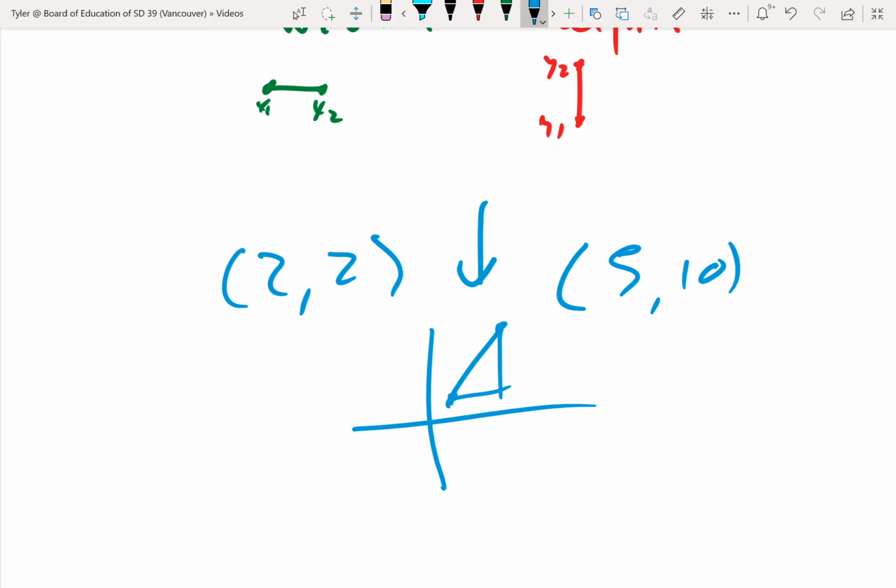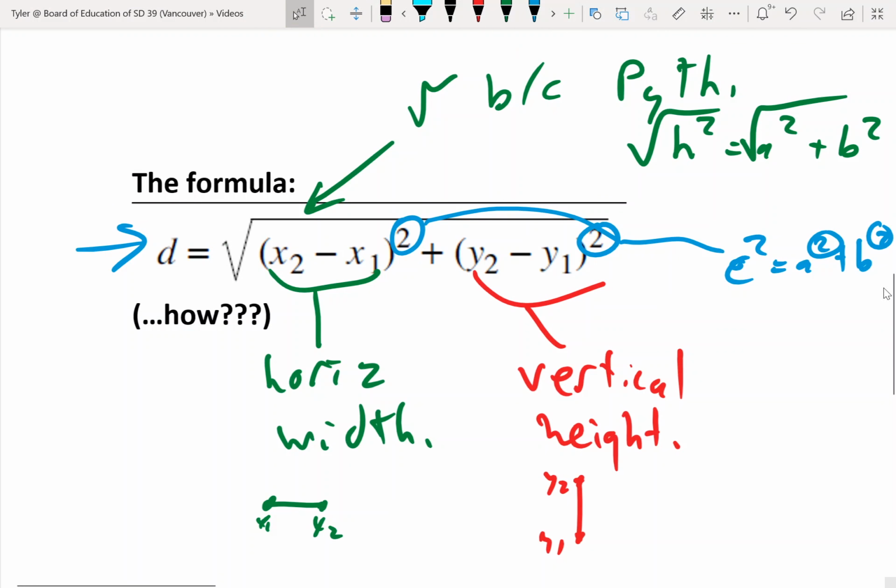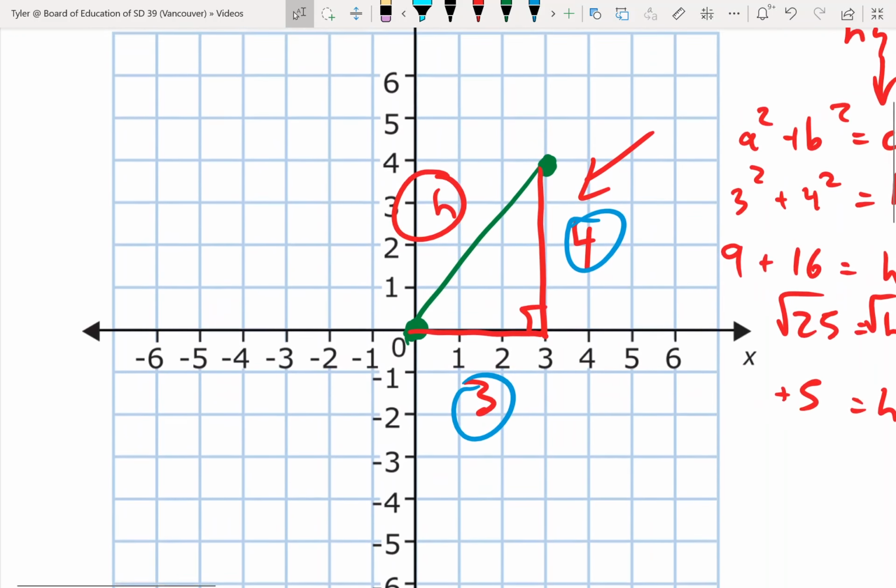Okay, so that's basically it. Use Pythagorean, which you already know, and you're able to solve for the distance of a diagonal line.